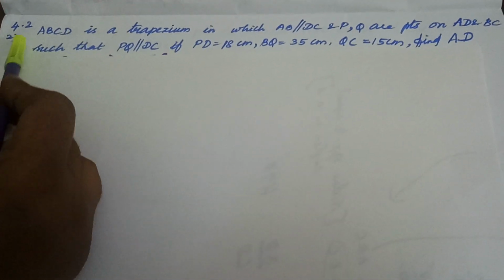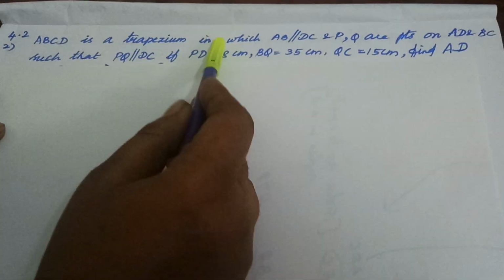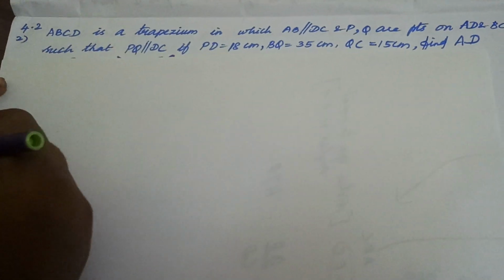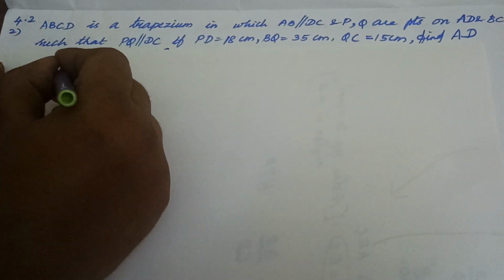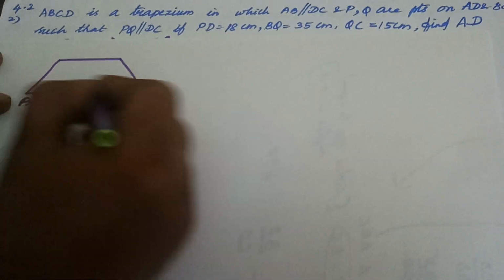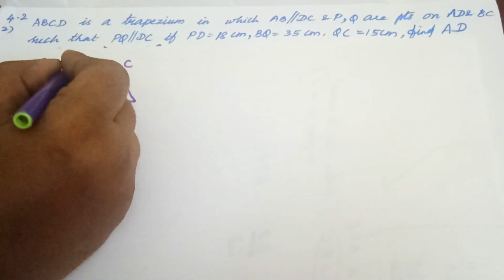Exercise 4.2 second sum. ABCD is a trapezium in which AB is parallel to DC. Let us draw the trapezium first. ABCD is a trapezium where AB is parallel to CD.